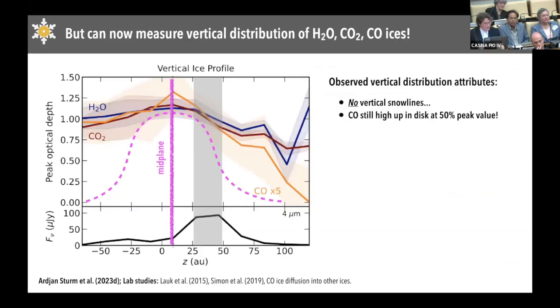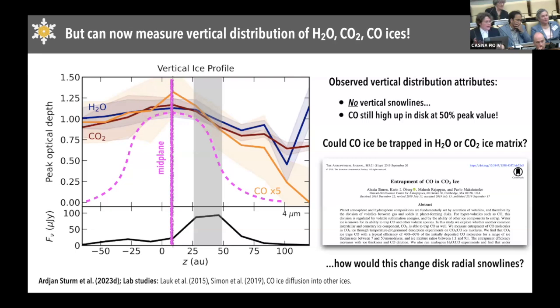We can also take that spatial distribution and look at the vertical distribution of ices. Interestingly, even though CO sublimates at about 20 Kelvin as opposed to about 150 Kelvin for water, we see that CO is actually still quite abundant further up in the disk when we would have expected it to drop down to a very low level because it's sublimated. So one question is, could this CO ice actually be trapped in either the water or the CO2 ice matrix and be carried up into the disk and survive because of this, erasing the vertical CO snow line? This is something that has been seen in laboratory data, including some of this work from Karin's group.